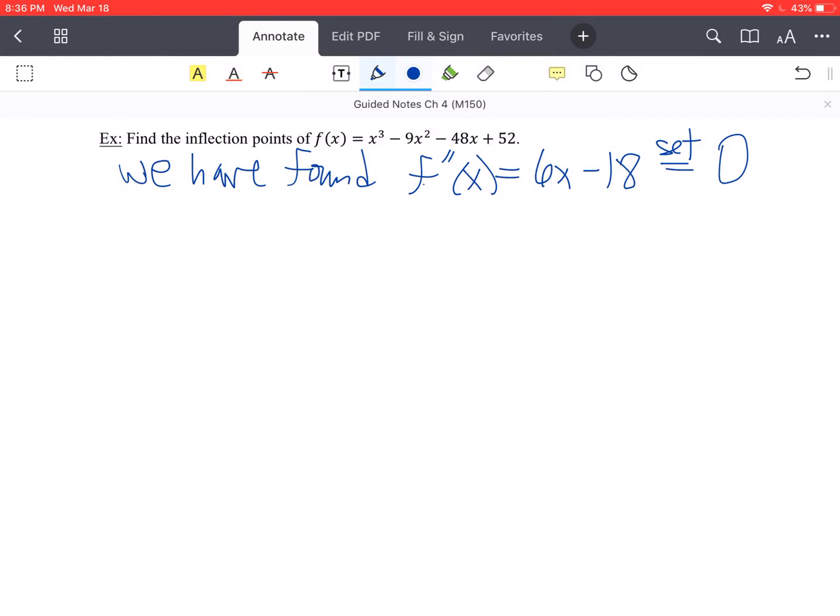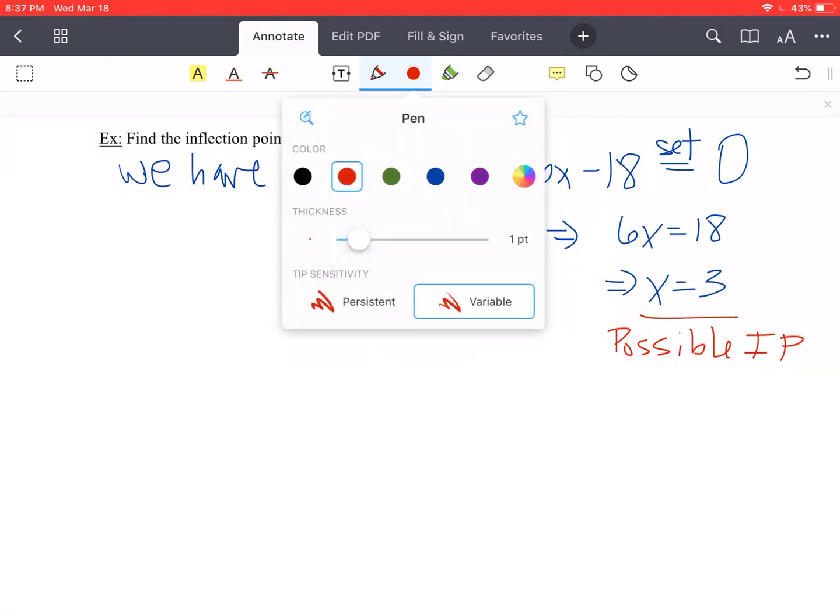You'll notice this looks similar to the first derivative test for maxes and mins, and the process is nearly identical. But right now we're working with the second derivative because second derivative and inflection points always go together. Okay? Inflection points are talking about concavity. So if we solve this, then we get 6x equals 18, so x equals 3. Now, this is a possible inflection point, so make that a note. This is a possible inflection point, but we still need to test it.